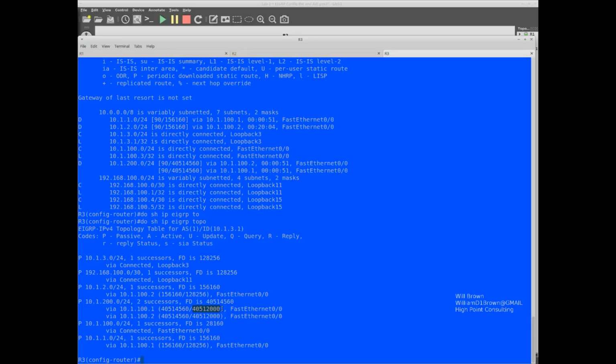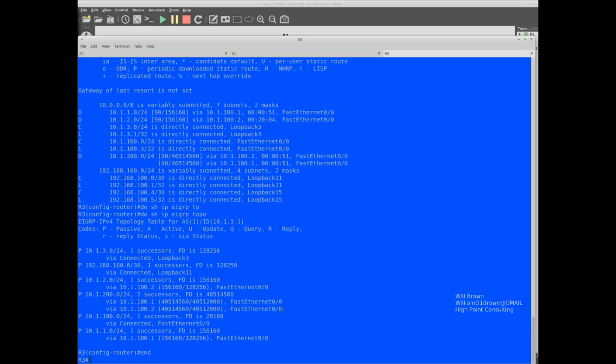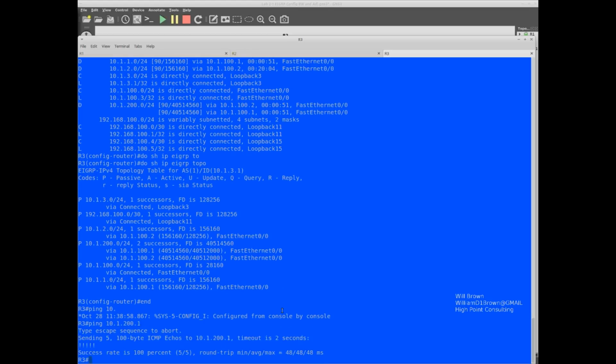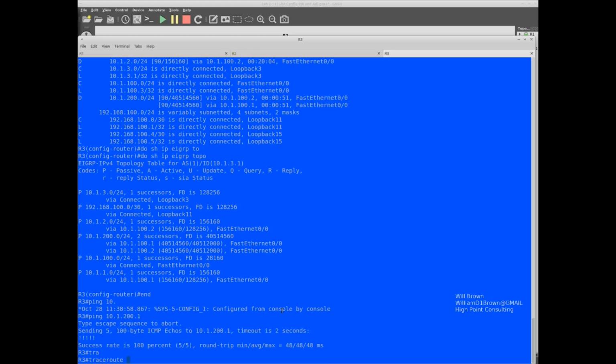So what we have is that from router 3, if I back out and say ping 10.1.200.1, and then I say traceroute to 10.1.200.1.